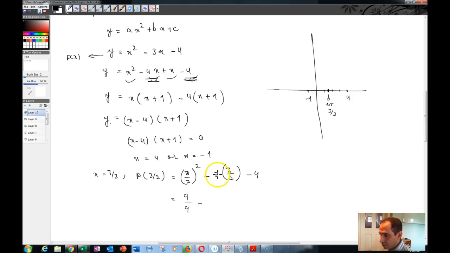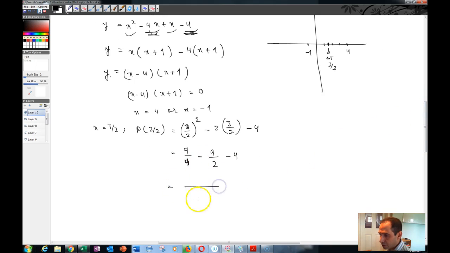minus 9/2 minus 4. And if I take an LCM of these as 4, that's 9 minus 18 minus 16, which is equal to negative 22 plus 9, which is negative 13 fourths. Negative 13 fourths is the same thing as negative 3 and 1/4, since 3 times 4 is 12, and 13 minus 12 is 1.